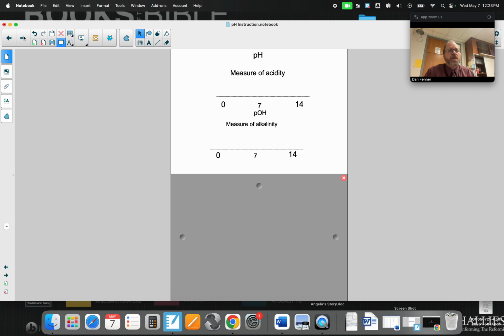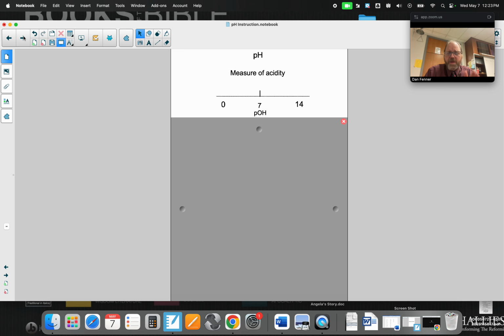Well, what's in the middle? In the middle, 7 is neutral. And the only thing that's really neutral is distilled water, not regular water, not tap water, distilled water. Now, rainwater is slightly acidic. That's why we get acid rain. Human blood is slightly basic. Depends on the person, between 7 and 9 is usually the pH of blood.